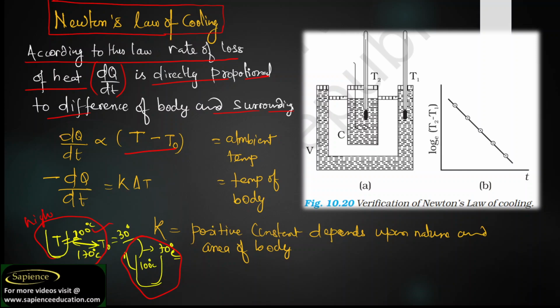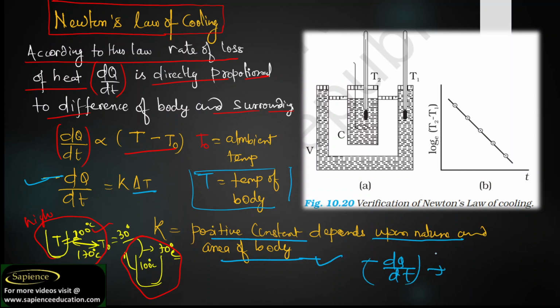So it means that dq by dt, that is the rate of heat transfer, is directly proportional to T minus T naught, where T naught is the ambient temperature and T is the temperature of the body. Finally, I have written minus dq by dt equals K into delta T. The minus sign is there because K is a positive constant that depends upon the nature and the area of the body, and the negative sign shows that dq by dt is decreasing, because it is a cooling process.